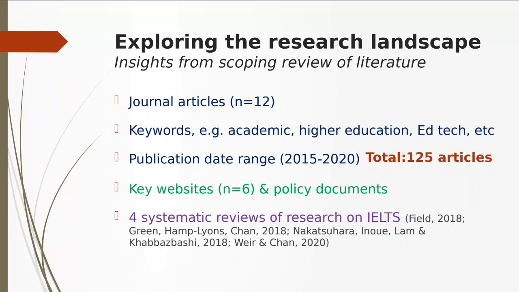We actually started the search going 10 years back, and then very quickly we realized that some of the earlier studies were not relevant anymore. So in the end, we decided to focus on the previous five years. In the end, we had 125 articles. After identifying the articles, we did some coding to look at the different themes. And today we are going to present the findings on mainly the constructs of academic English in the digital age.